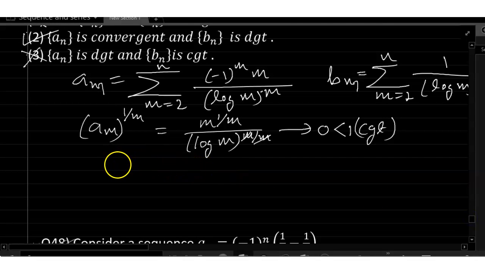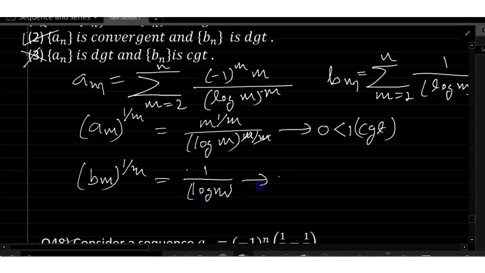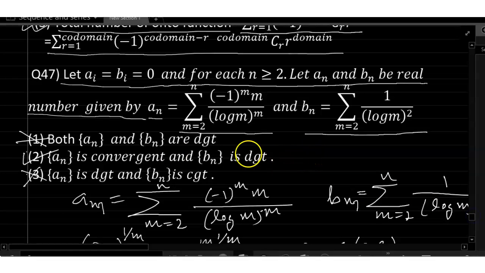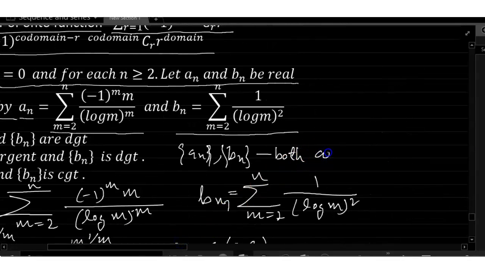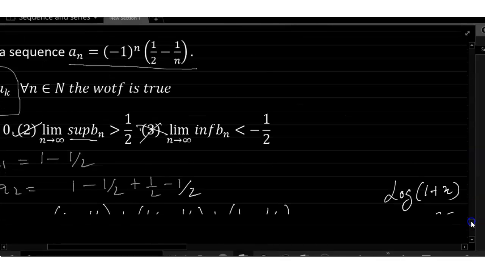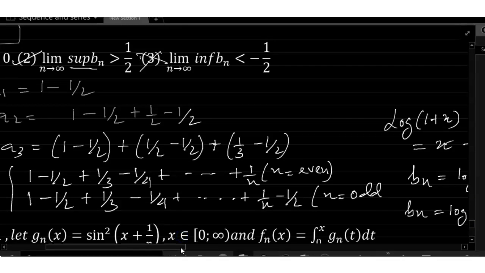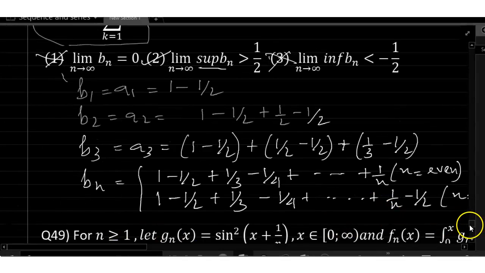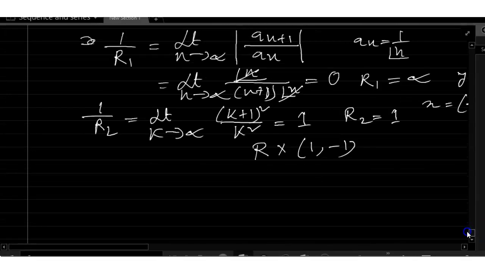So let's check. This is 0, and bm whole to the power 1 by m limit is 1 by log, so it is convergent because less than 1 by the Cauchy's formula. So this option is also wrong. So an and bn both are convergent. Now we have only the last problem.